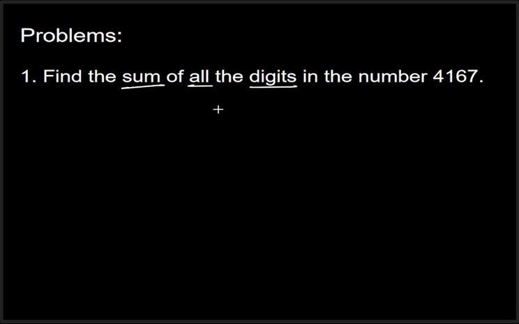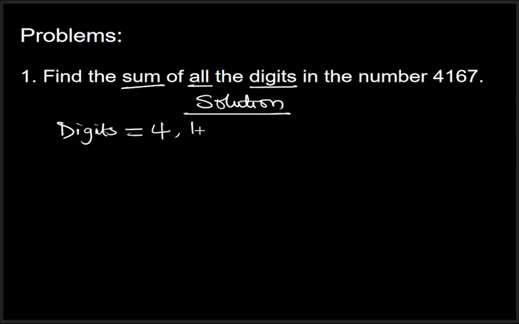Okay, so how do we look at this solution? So what do we have? Let's list out the digits in that number. The digits we have are 4, 6 and 7. When listing digits, you have to separate them with a comma. So those are the digits. And then we take the sum. What do we have for sum? We have 4 plus 1 plus 6 plus 7.